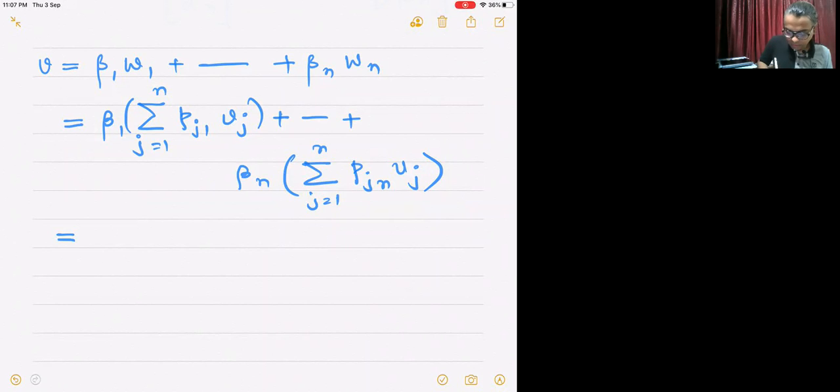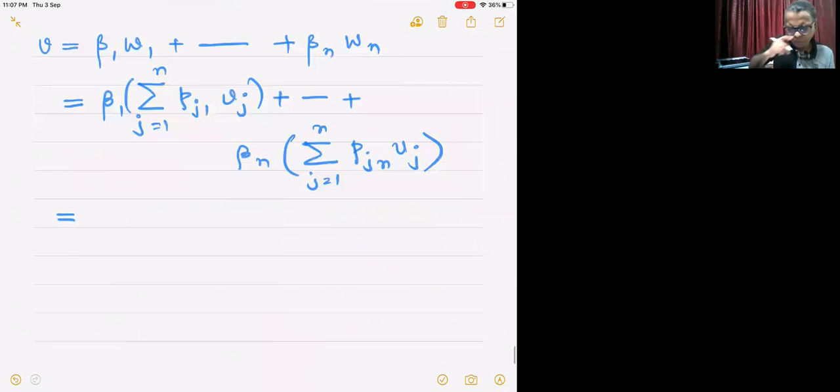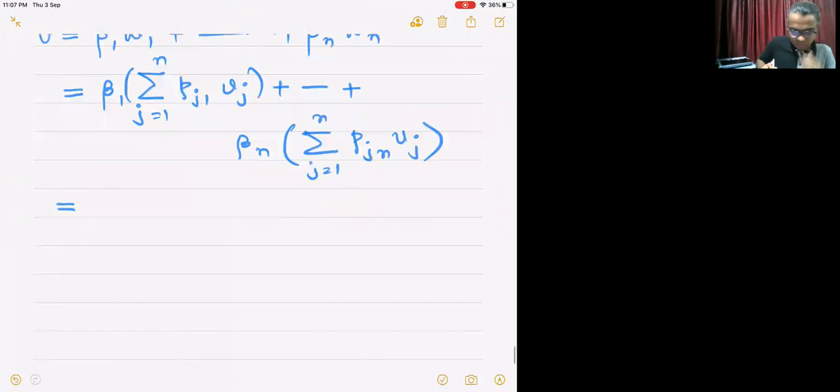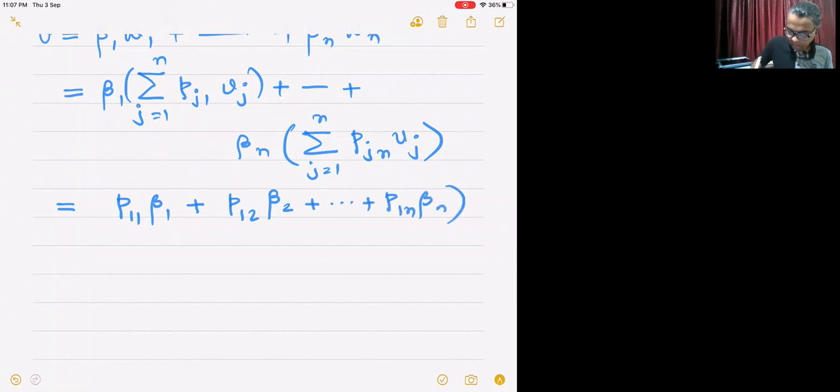So notice what is happening to V1. What will be the coefficient of V1? Here it will be P11 beta 1 plus, in this expression, P12 beta 2 plus dot dot dot up to P1n beta n. This entire thing will multiply V1.